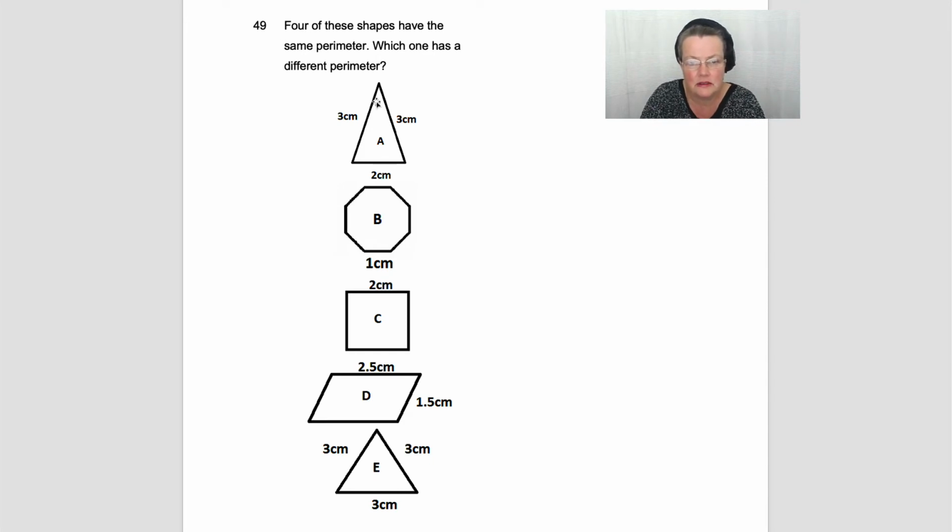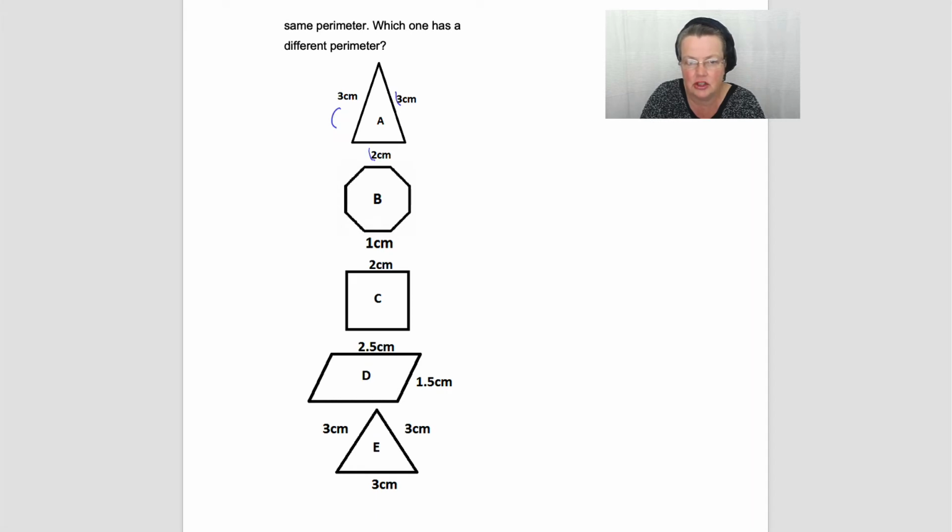So 4 of these shapes have the same perimeter. Which one has a different one? So we need to make sure it's the different one. So 3 and 3 and 2: 3 and 3 is 6, so that one's 8. This is an octagon. If that's 1, that's 1, that's 1, that's 1, they're all ones. So 8 times 1 is 8. Yes, you're absolutely right. We need to write in centimetres. 2, 4, 6, 8 centimetres.